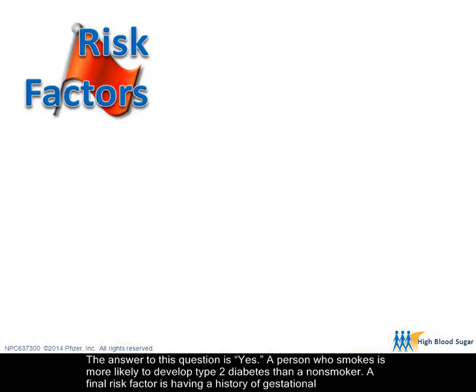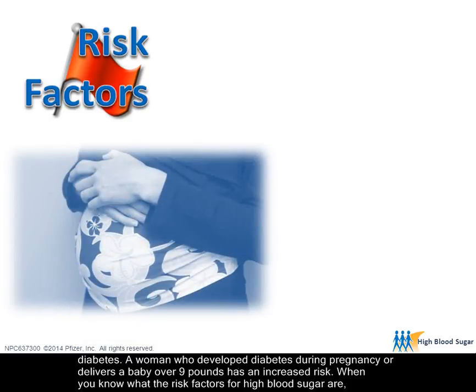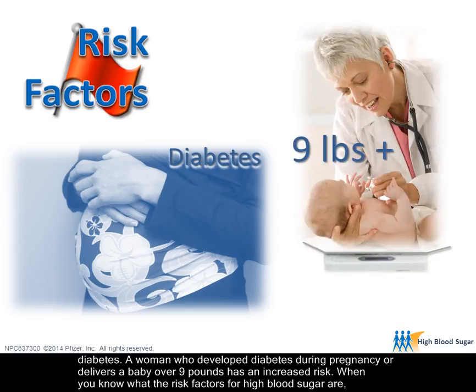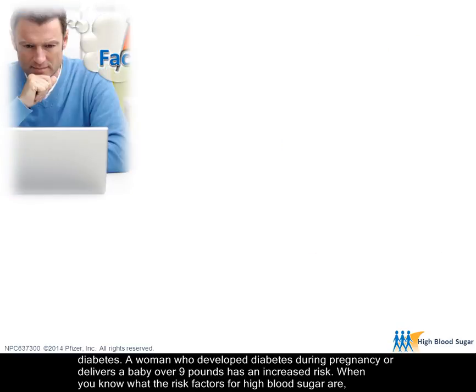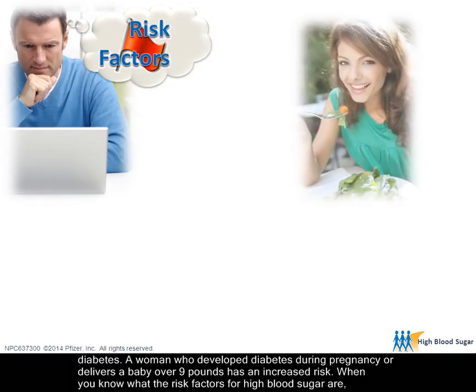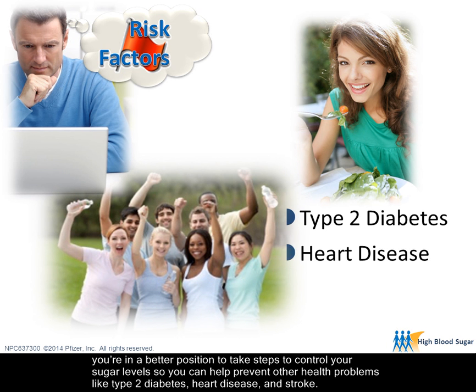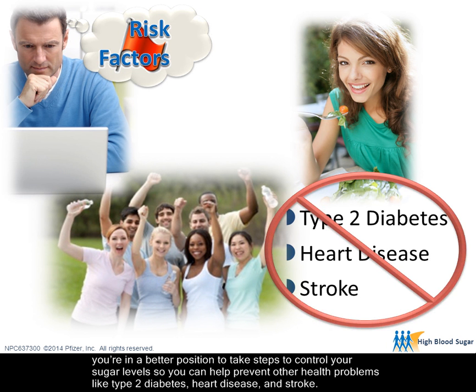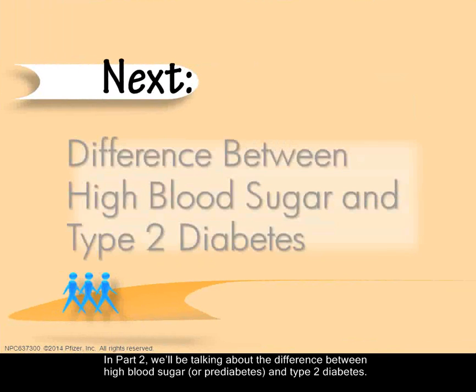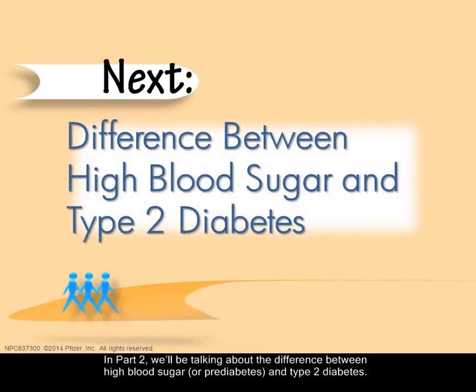A final risk factor is having a history of gestational diabetes. A woman who developed diabetes during pregnancy or delivers a baby over 9 pounds has an increased risk. When you know what the risk factors for high blood sugar are, you're in a better position to take steps to control your sugar levels so you can help prevent other health problems like type 2 diabetes, heart disease, and stroke. In part 2, we'll be talking about the difference between high blood sugar or prediabetes and type 2 diabetes.